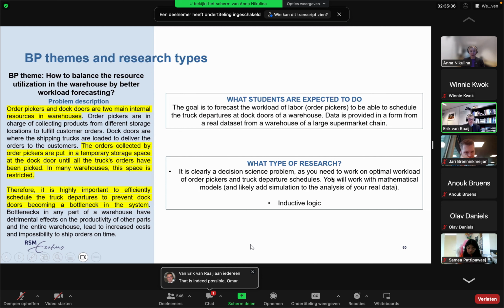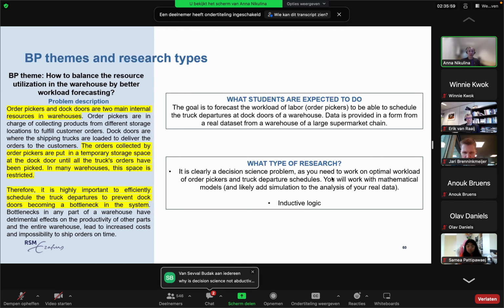Okay, very good. So this was the last and the fourth example of the research types that we're going to talk about, based on what is relevant for you and your bachelor project themes during this course. From exploratory to theory building to theory testing and to decision science. So these are the 4 types that are there.